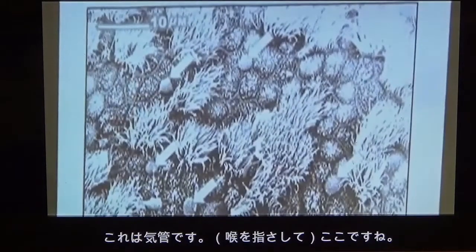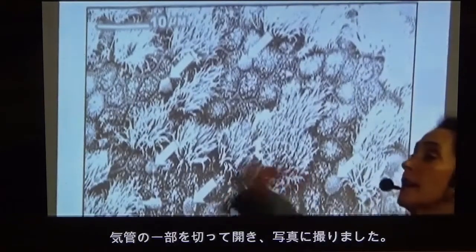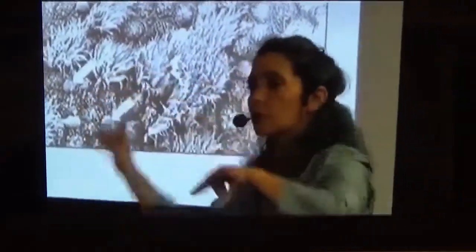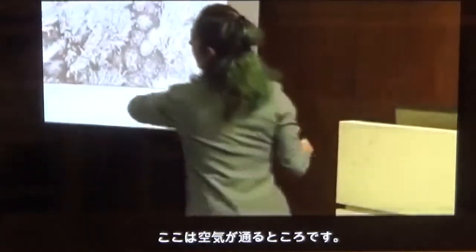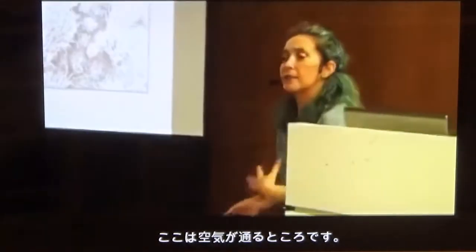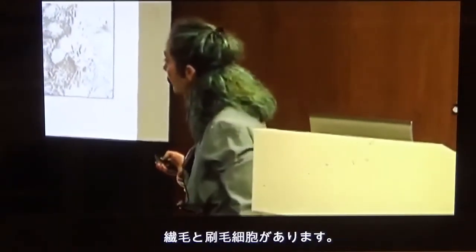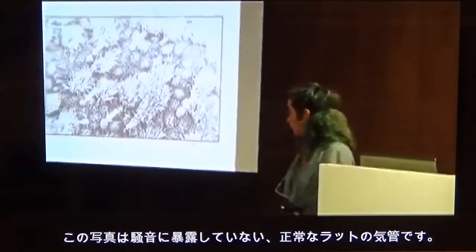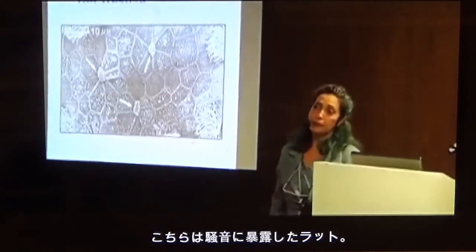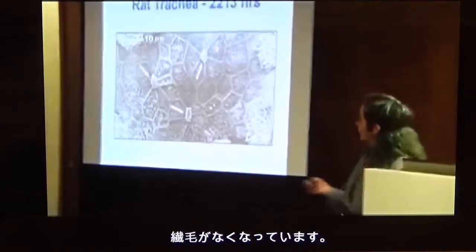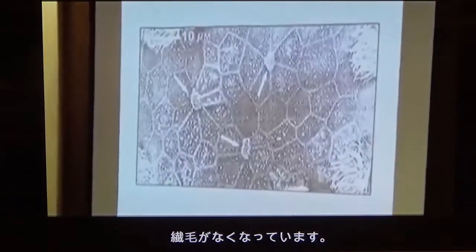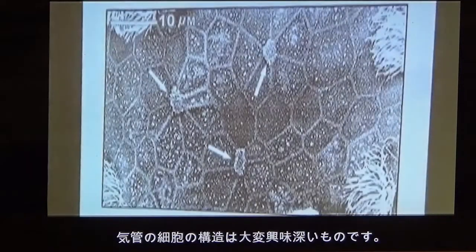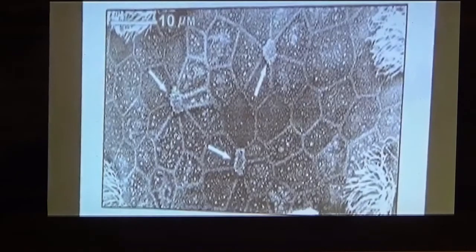This is the trachea. So it's here, we take it out, we cut it open, we open it, and we photograph. So what you are seeing is this area is where the air passes through. We all know we have the cilia and the brush cells. So this is a normal rat trachea before it was exposed to noise, and this is after it is exposed to noise. You can see the cilia are basically gone. These are the brush cells. You even see the natural and interesting organization of cells in the trachea.